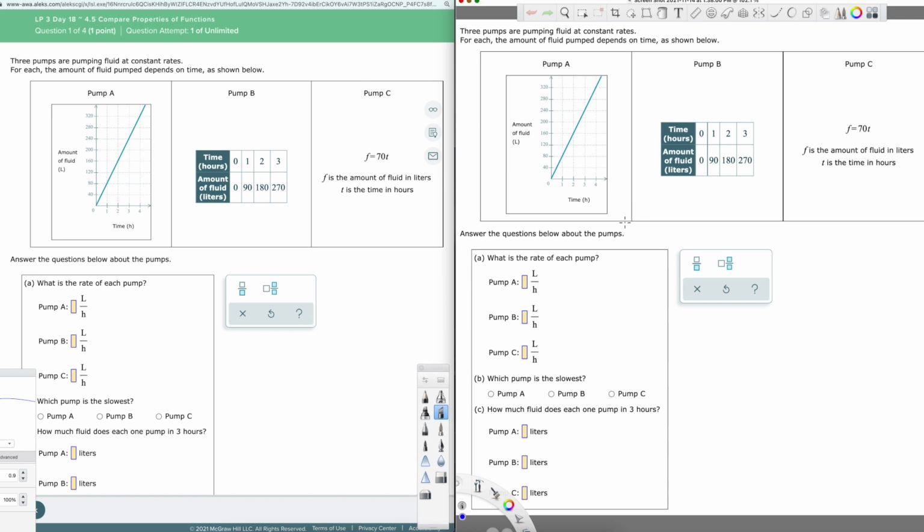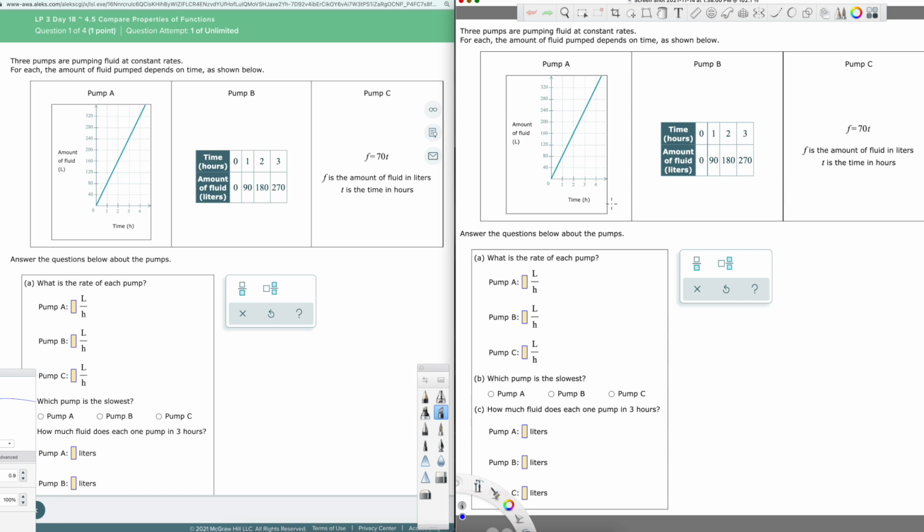All right. So 3 pumps are pumping fluid at a constant rate for each. The amount of fluid pumped depends on time as shown below. So we're just getting 3 representations of this situation. They're different situations, but they're all pumping fluid at a constant rate. So we have a graph, we have a table, and we have an equation.